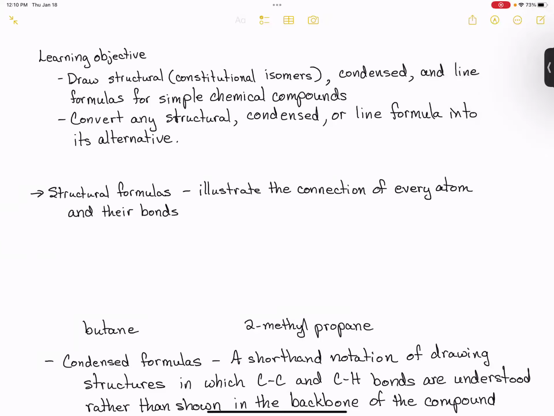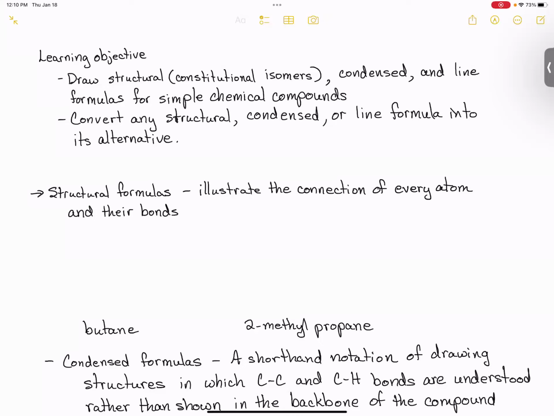Okay, so for the fourth section in chapter 12, the learning objectives will be to learn to draw structural, constitutional isomers, condensed isomers, and line formulas for simple chemical compounds. We are going to convert any structural, condensed, or line formula into its alternative.